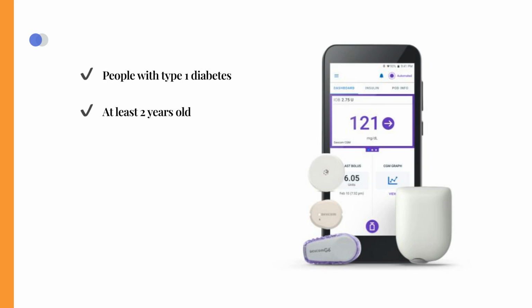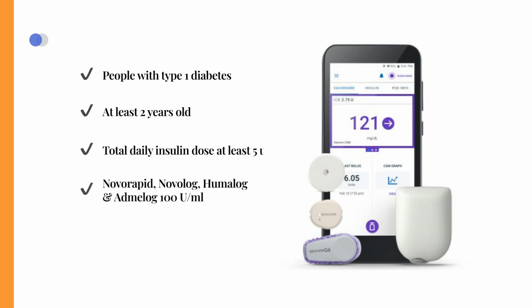It is suitable for individuals with a minimum total daily insulin dose of 5 units. The system is approved for use with Novolog, Novorapid, Humalog, or Admelog 100 unit per milliliter insulins. Please note that Omnipod 5 is not approved for use in pregnancy or in individuals requiring dialysis.